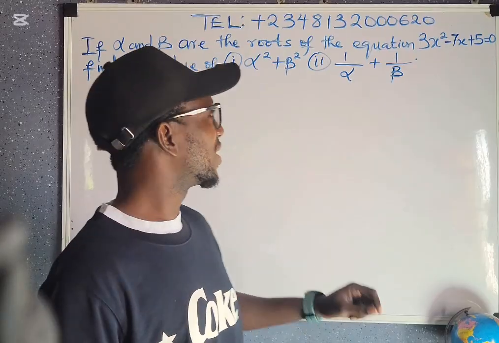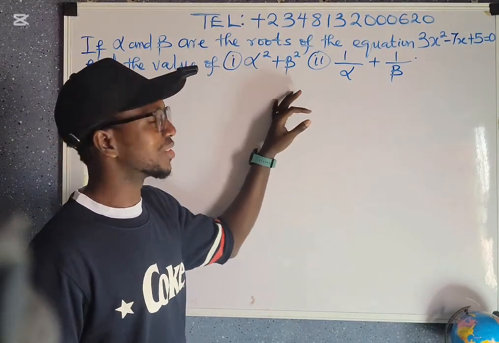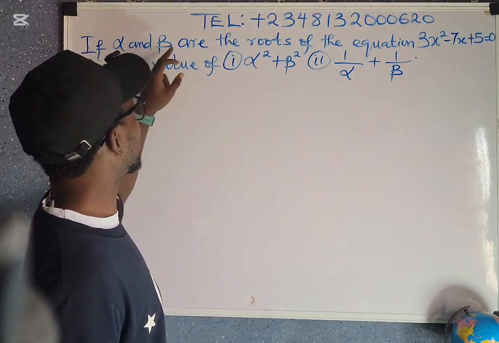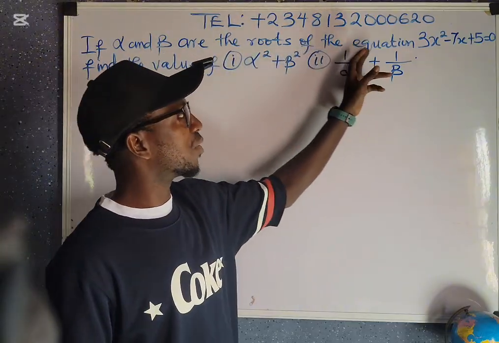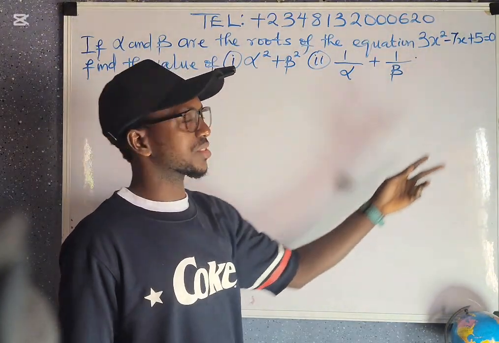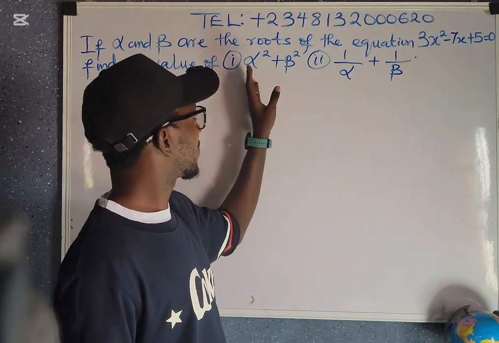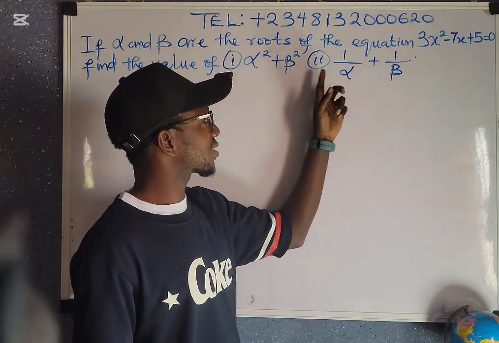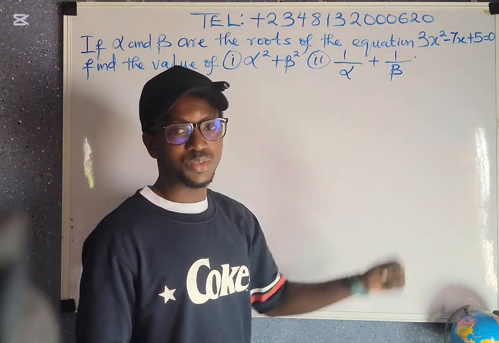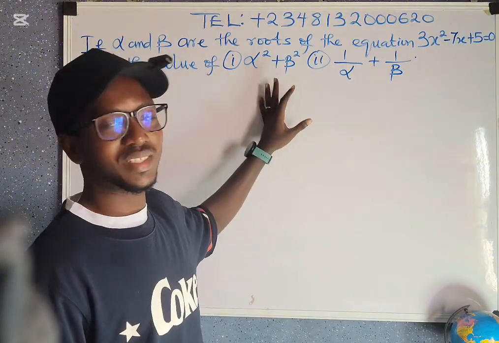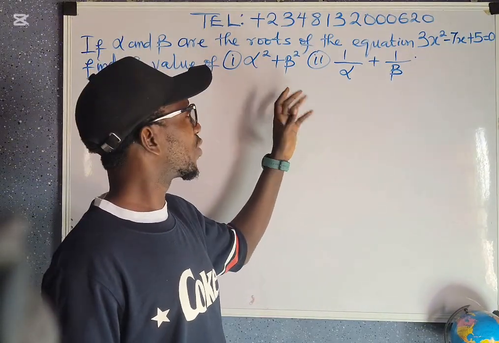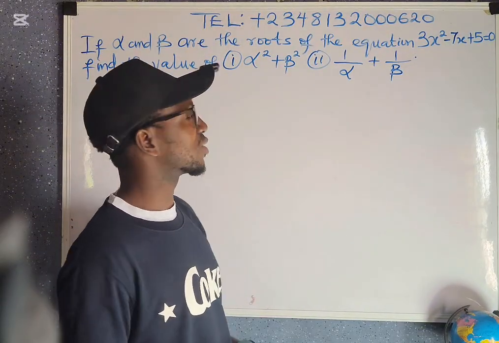And today we have this question on the board that says if alpha and beta are the roots of this particular equation, then we have been asked to find the value of first one, alpha squared plus beta squared, and 1 over alpha plus 1 over beta. Now I'm going to be establishing some things before we delve into this question totally.